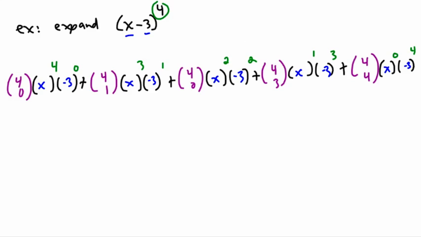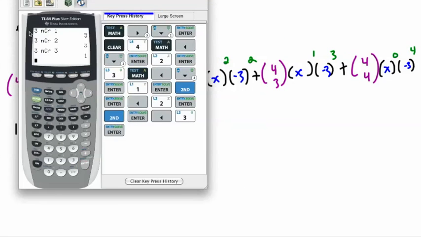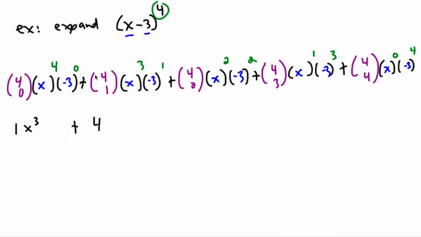So on my calculator, I would actually calculate what 4, 0 is. Turns out that gives me a 1. So it's 1 times x to the 4th, which is x to the 4th, times negative 3 to the power of 0, which is just 1. So that gives me just this. Plus 4, 1 is actually 4. If you do it on your calculator, you get that. If you're not sure, you can always go like this and say 4, math, probability, nCr, 1. So that's 4.